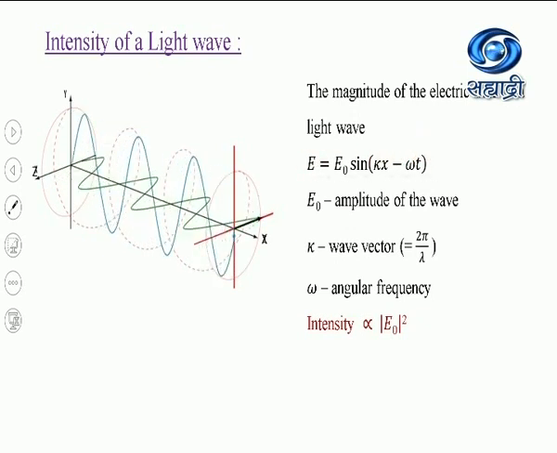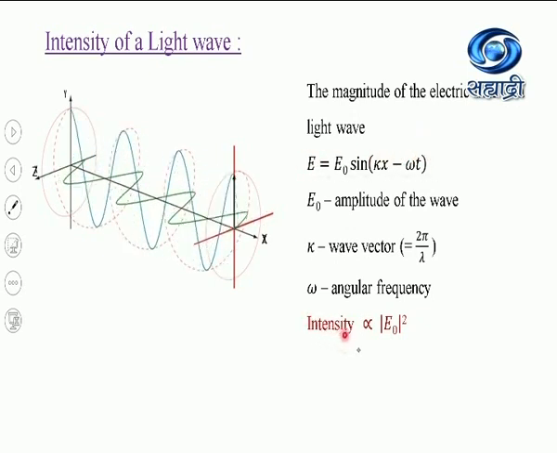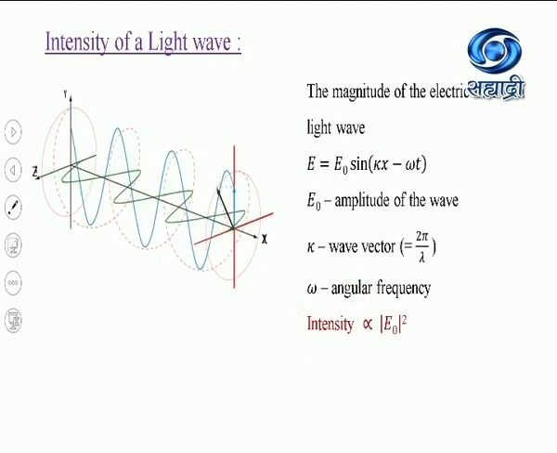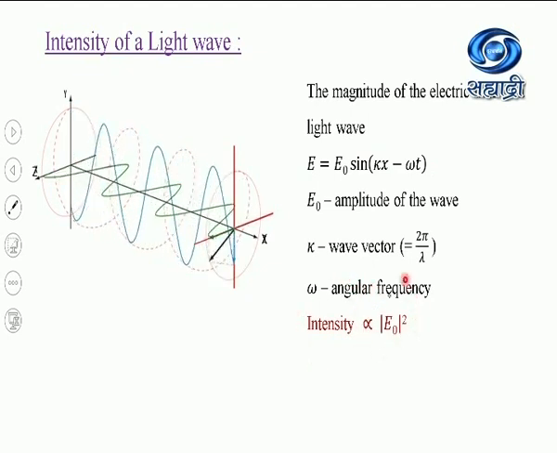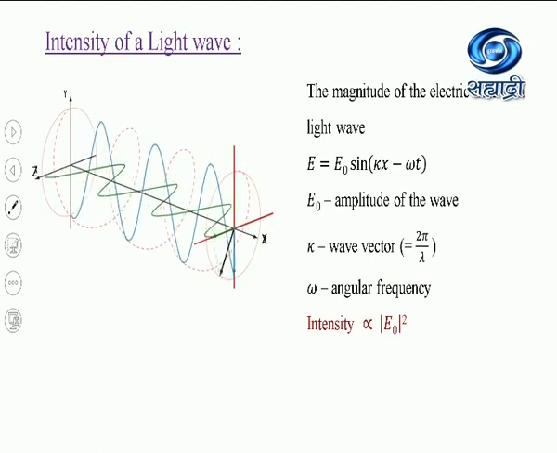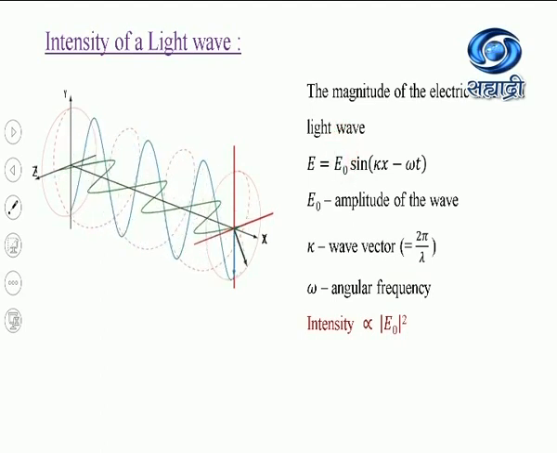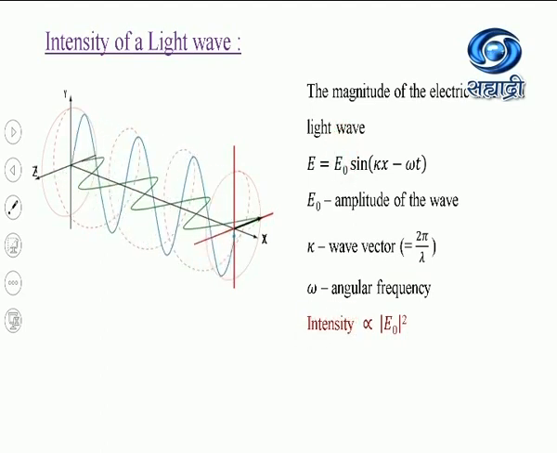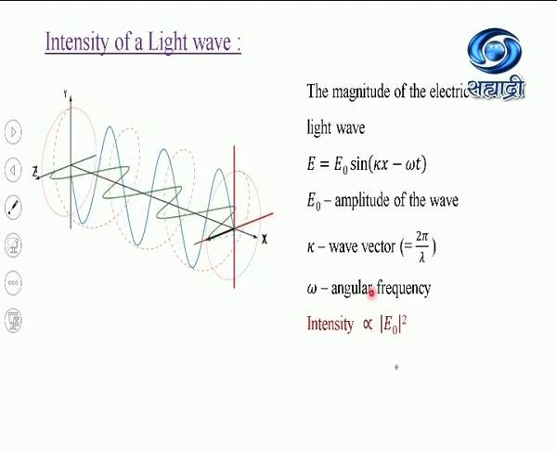For this type of wave, the intensity of wave is always directly proportional to the square of amplitude. The amplitude of wave is E naught, and therefore intensity of this light wave is directly proportional to E naught square. Now let us see another phenomenon of light, which is interference of light.